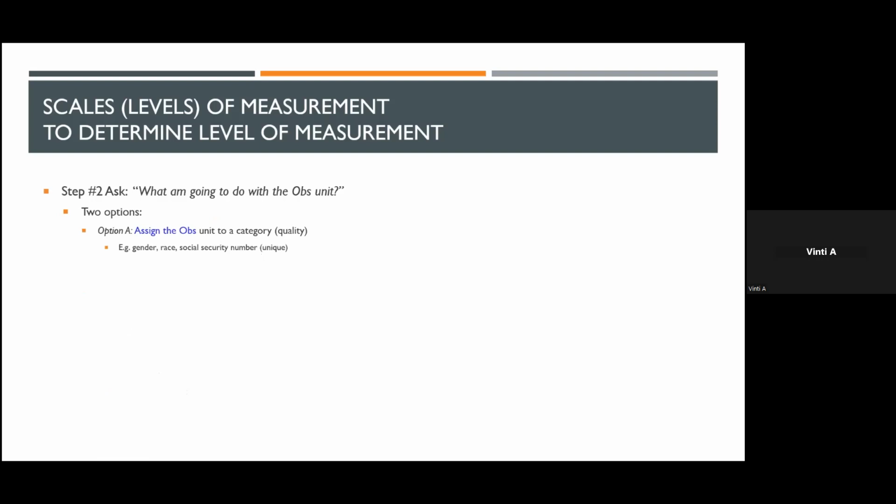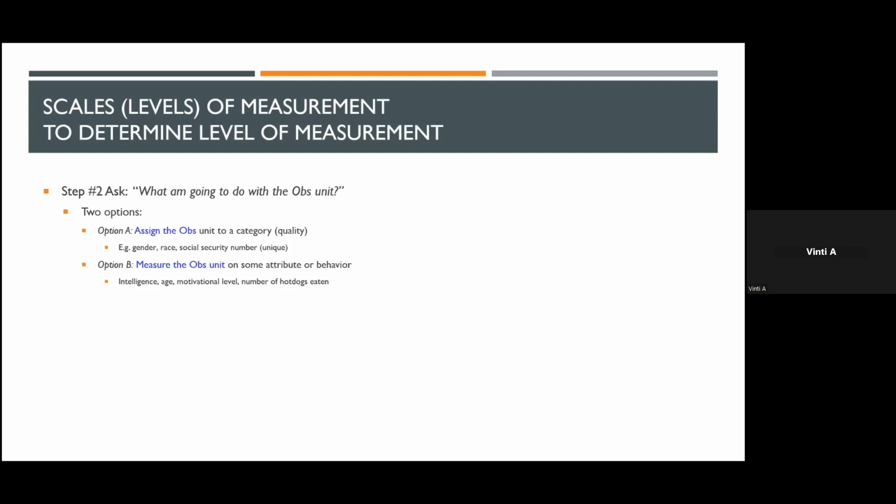Okay, so either I say that this bus can be a red color bus or a yellow color bus or a blue color bus. So either I do it as a quality, or I measure the observation unit on some attribute or behavior. For example, if I am taking a bus, let's say I measure the bus in terms of its speed, or maybe its engine cc, or the number of passengers that it can hold, right? Then I am measuring the observation unit on some behavior or attribute.